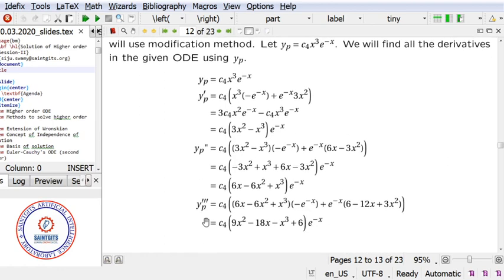Because yp is a solution, it should satisfy the given ODE, so we have to calculate all these derivatives. That is the only additional step. This yp triple dash is the additional step as compared with the second order ODE.